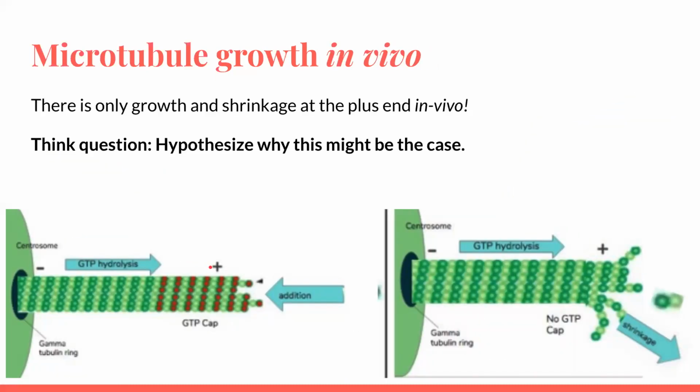Can I just say one thing real quick? A good way to remember in vivo versus in vitro is that in vitro has a T, the same as petri dish, so it's not in the living cell. So in vitro is like in the petri dish, not in the living cell.